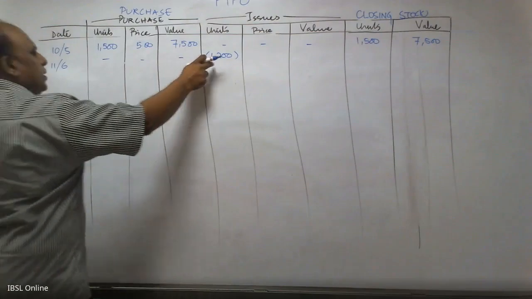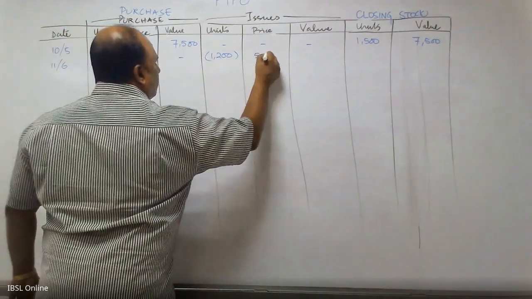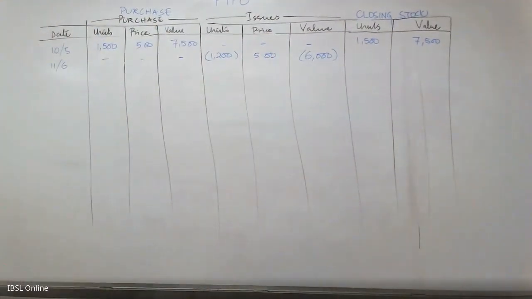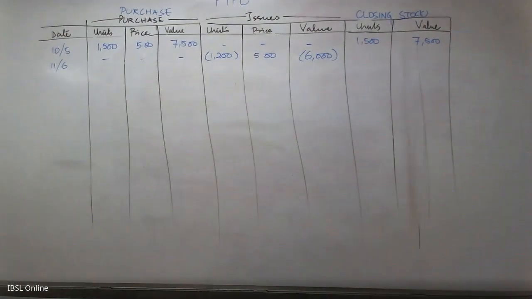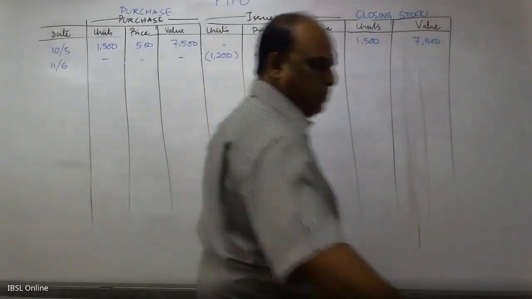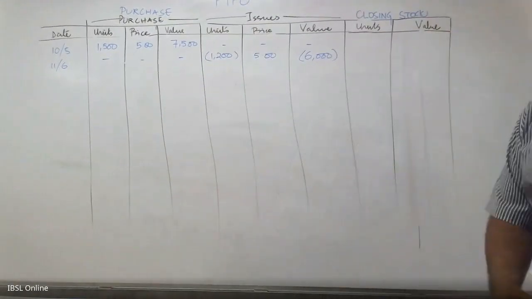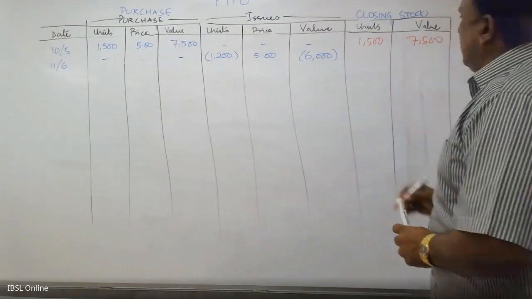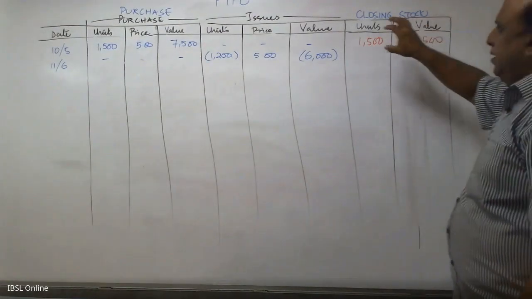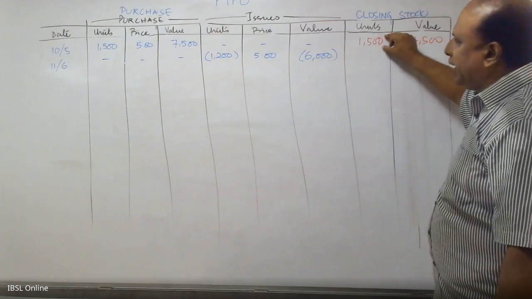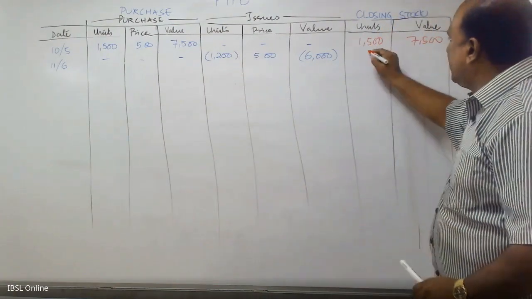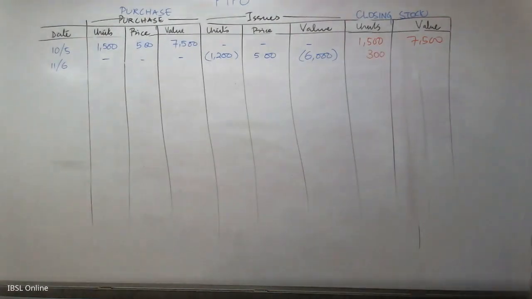So these 1,200 units will go at the price of 5, which will be 6,000 rupees. Right? So now what is going to happen? Prior to this transaction, I had 1,500 units. Now I am giving away 1,200. So only 300 will remain.